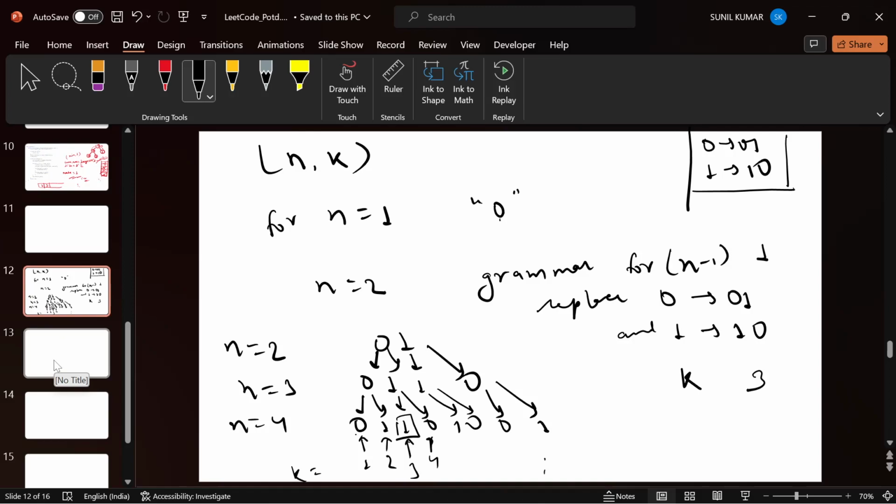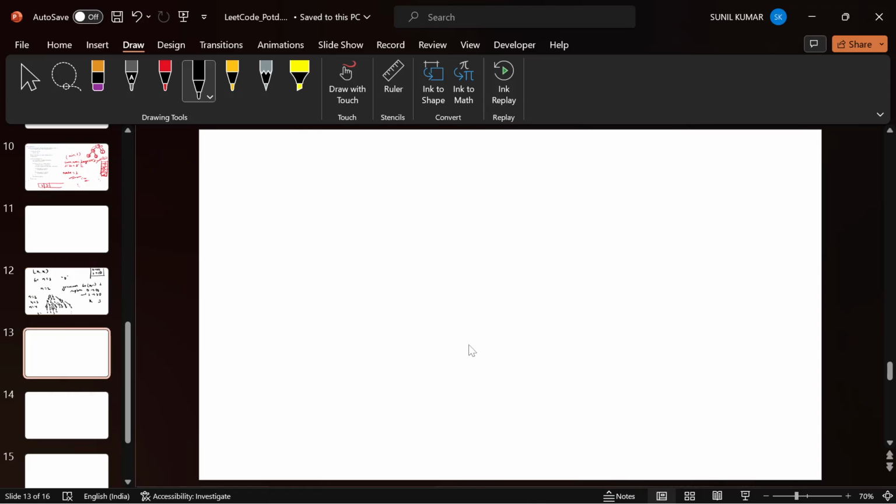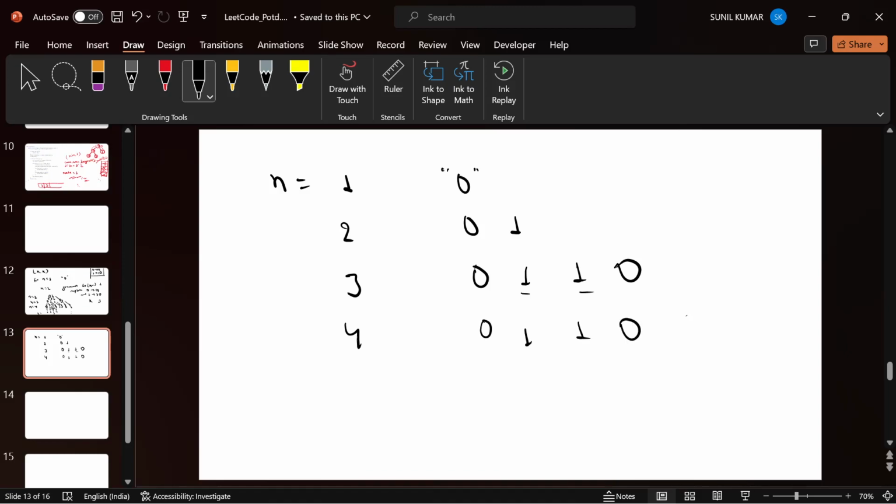So this is a simple observation based question. Let me write it clearly so you can observe this. N equals 1. For 1, our output will be 0. For 2, we can write 0 1. For 3, for this 0 we can write 0 1, and for this 1 we can write 1 0. For n equals 4, for 0 1 we create 0 1, this 1 becomes 1 0, and this 0 again becomes 0 1.